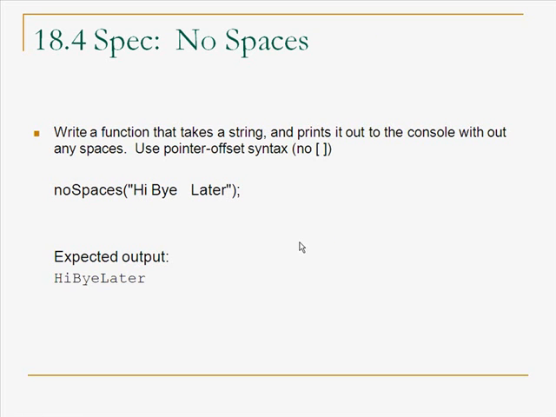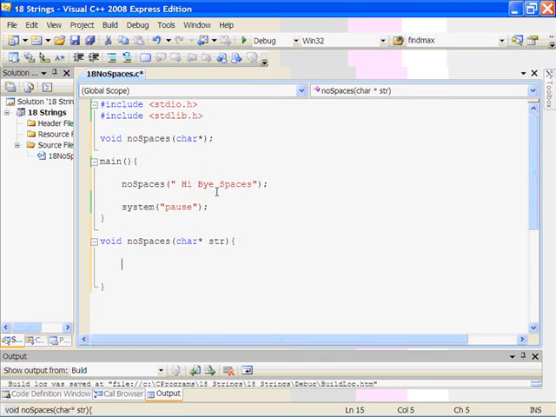So let's look at this spec. We're going to write a function that takes a string, which is a char pointer, and print it out to the console without any spaces. And we're going to do this using pointer offset syntax. So here's an example call to the function that we'll write and what we expect the function to output onto the console. Okay, so I have the function started.